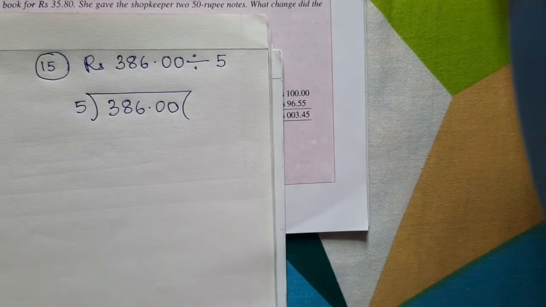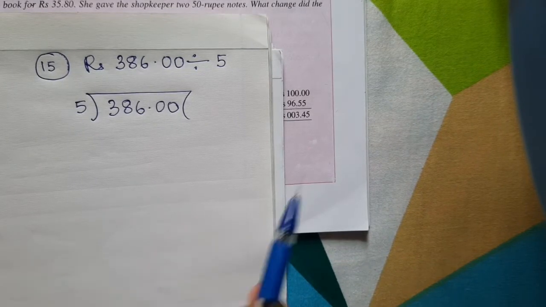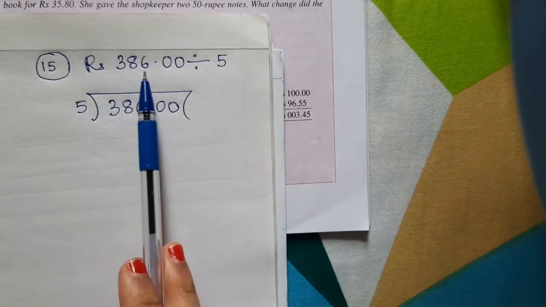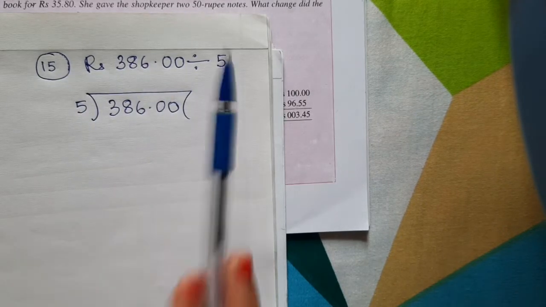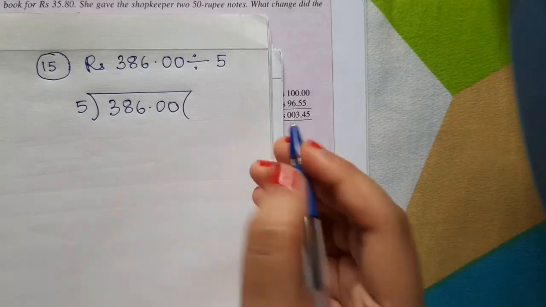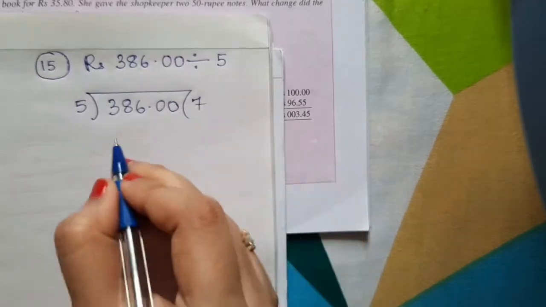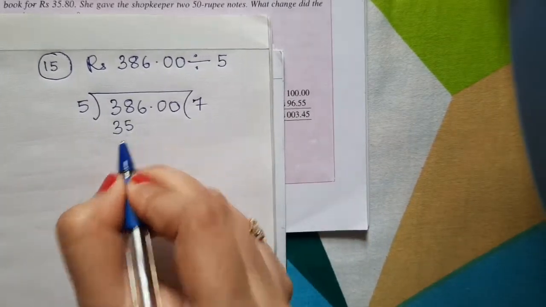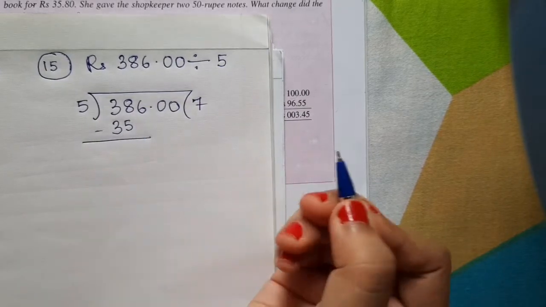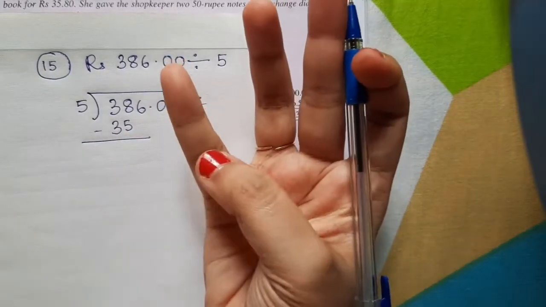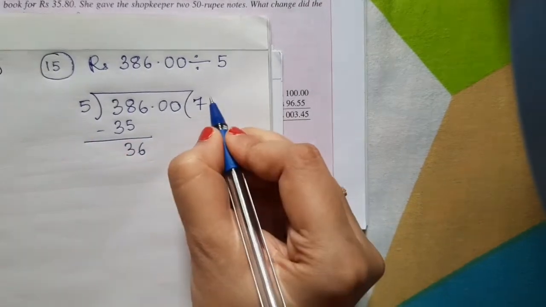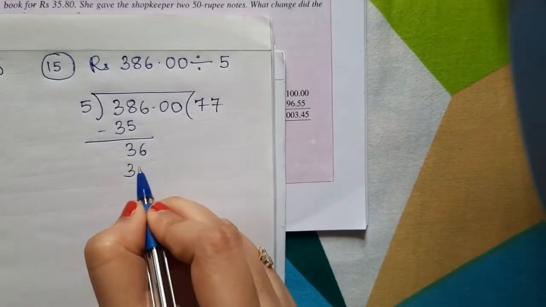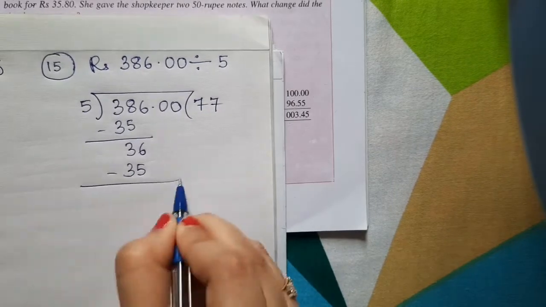Now let's solve question number 15. What is question number 15? Rupees 386.00 pies. I have to divide it by the number 5. So now let's begin. 7 fives are 35, minus 35, minus 38. 35, 36, 37, 38. 3, 6. Again 7 fives are 35, minus 1.